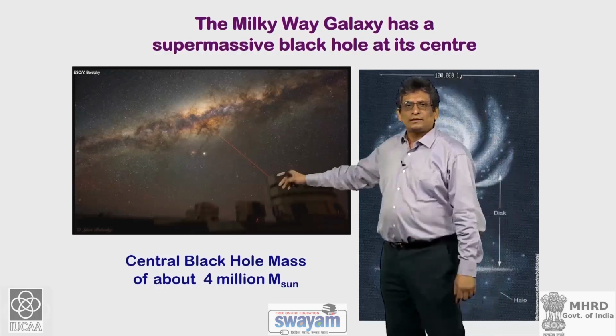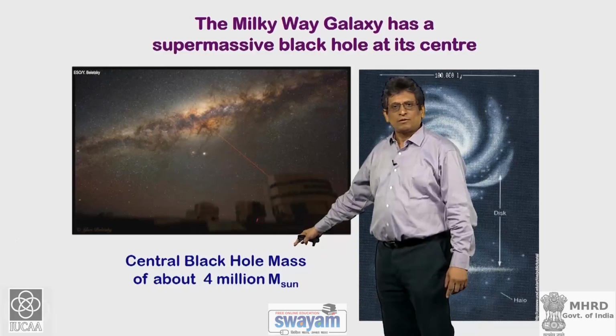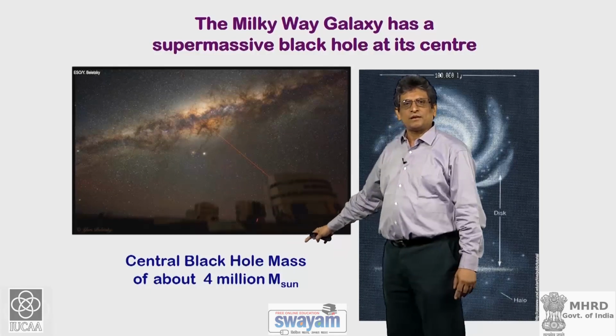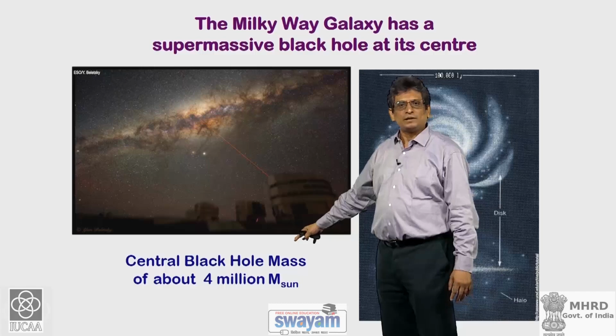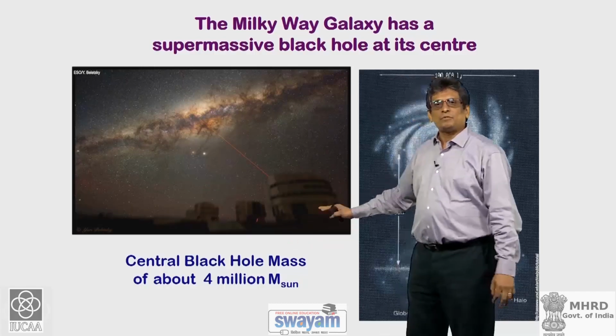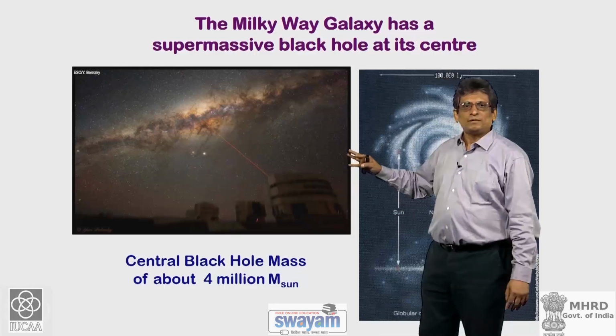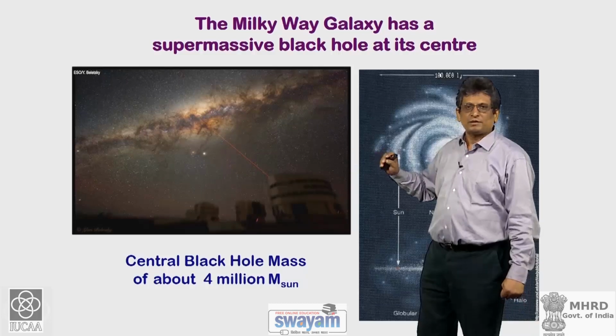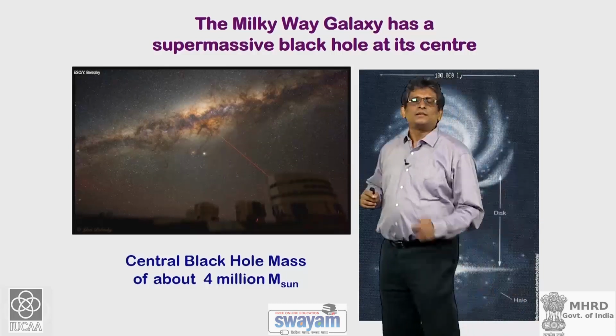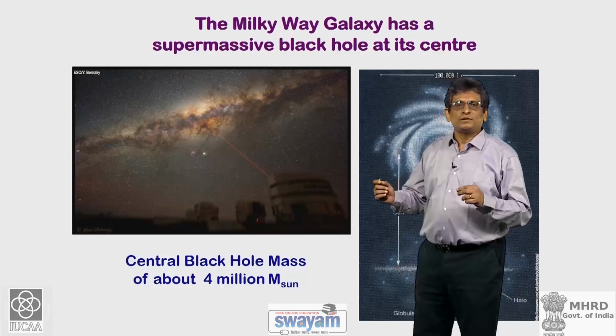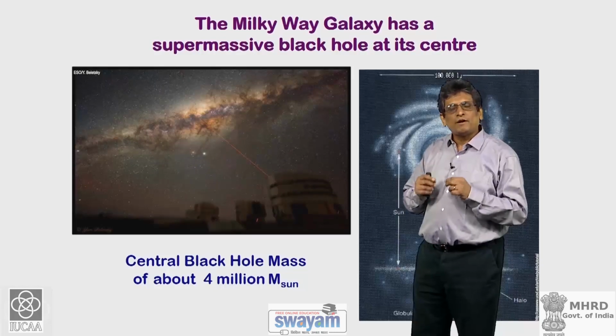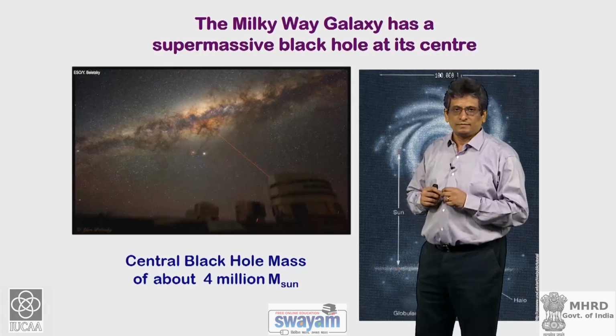Now, we know that there is a central black hole in the middle of the galaxy of mass about 4 million times the mass of the Sun, and we are going to look at how we can find that and measure its mass. One of the ways to do it is to look at the motion of stars that are very close to the center of our galaxy.